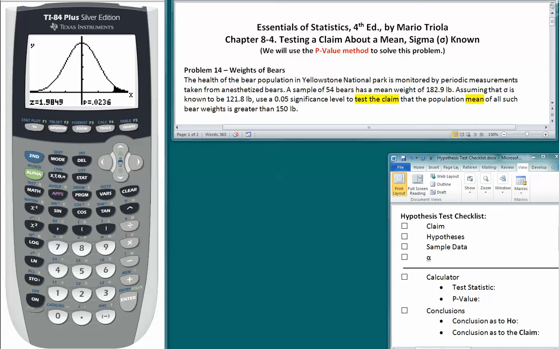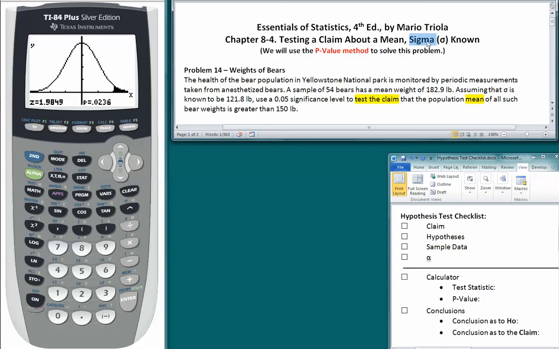And there are really two kinds of hypothesis tests for means. And it all depends on sigma. You see right there, sigma is the symbol for the population standard deviation. And if we know sigma, then we use a z-test to do the hypothesis test for a mean. If we don't know sigma, we use a t-test. So we're going to be using a z-test because in this problem sigma is known.